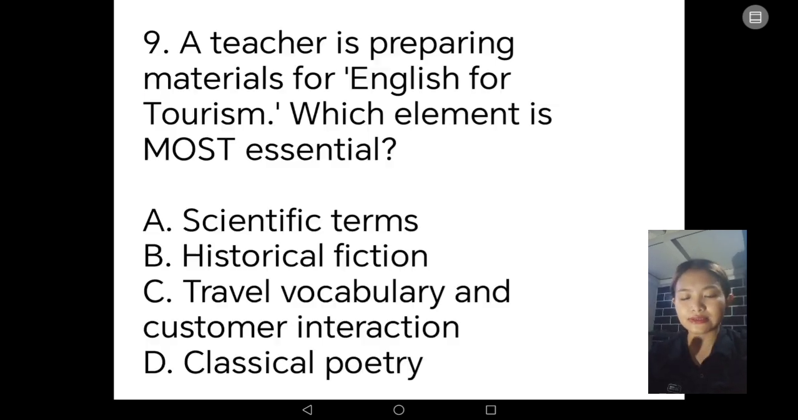airports, and guest services. Letter A is not the correct answer because scientific terms are irrelevant in tourism. And letter B is also not the correct answer because fiction is not part of professional training, while poetry is unrelated to tourism language because it's more on literature.